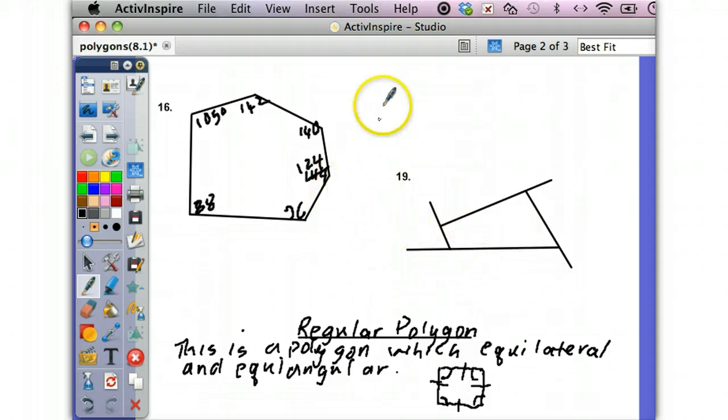Well, we're going to have to revert to this formula. Let me put it here. N minus 2 times 180 will give us the sum of all the interior angles of this polygon here. How many angles do we have, or how many sides? The same. 1, 2, 3, 4, 5, 6. So it's going to be 6 sides, which is 6 minus 2 times 180.